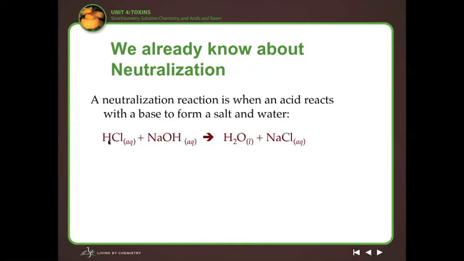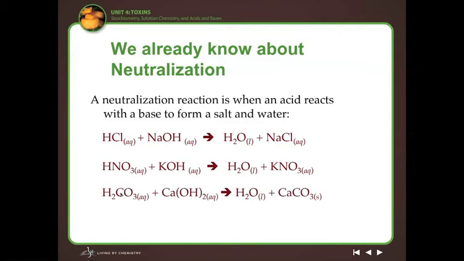Hydrogen chloride or hydrochloric acid reacting with sodium hydroxide gives us H2O and sodium chloride. Sodium chloride is table salt. Here's another example. Nitric acid, HNO3, reacting with KOH, potassium hydroxide, gives us water and potassium nitrate. Metal, non-metal, this is also a salt. Let's look at another one. Carbonic acid, H2CO3, plus calcium hydroxide is going to give us water again and calcium carbonate.